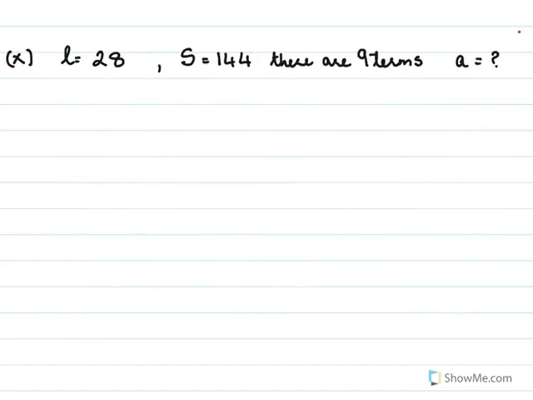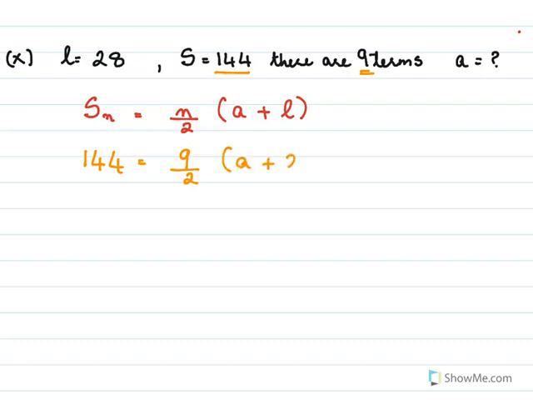Next: L equal to 28, Sn equal to 144. There are 9 terms. Find a. So we use the Sn formula, n by 2 into first term plus last term. In this case, the last term I'll write as L; you can write an also. Let's put the values that we know. We know Sn is given as 144. The number of terms is given as 9. A we do not know, but the last term is 28.